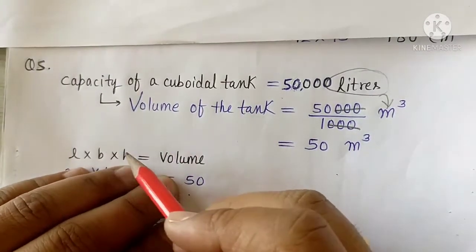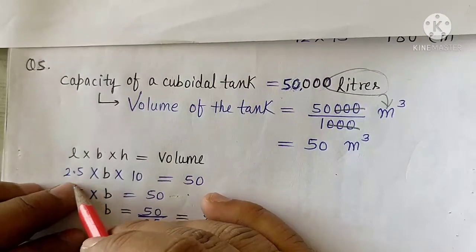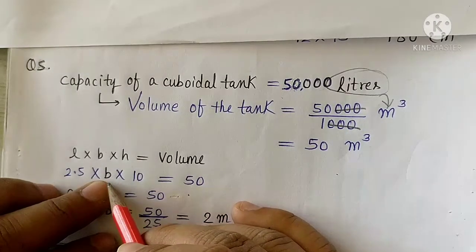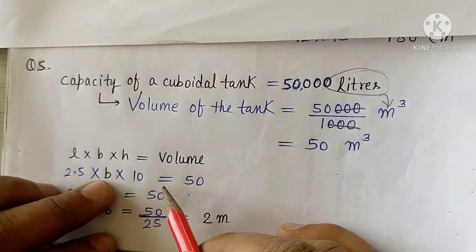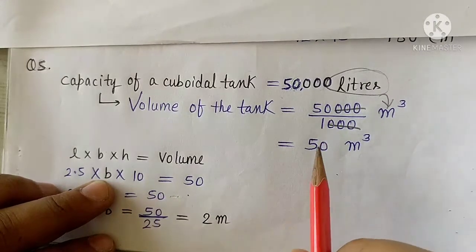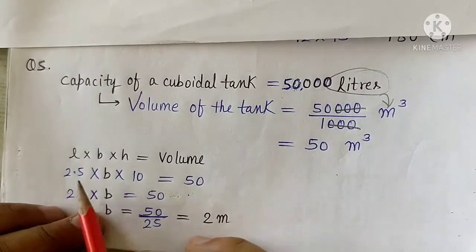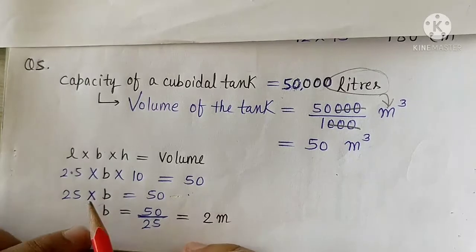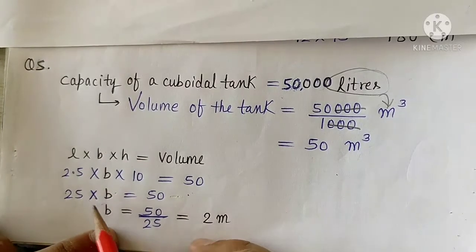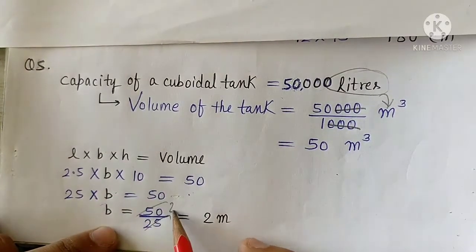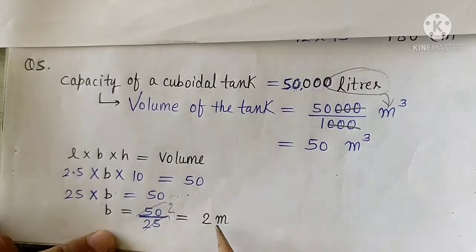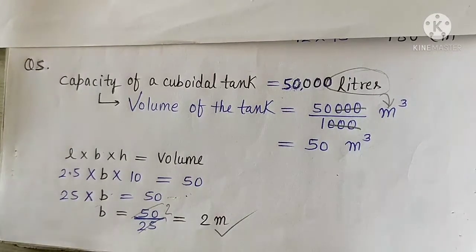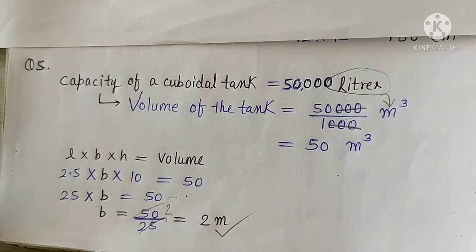Now L and B and H, all things are given. L is given, B we have to find out, H is already given, 10, and volume we have just converted, 50 meter cube. All these things are given in meter already. So just now we can put, B will remain here, 25 will go downside, 25 2s are 50. So our breadth comes 2 meter. And that thing only we have to find out. I hope it is clear.